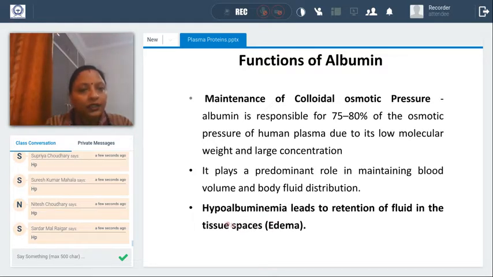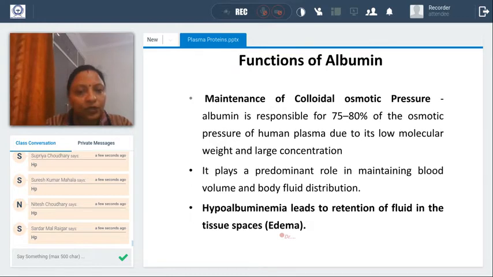Hypoalbuminemia. It is an important clinical condition. Hypoalbuminemia, or decrease in albumin concentration in plasma or blood, leads to retention of fluid in the tissue space. That is called edema. So what is edema? Please write in the box. Retention of fluid in the tissue space.